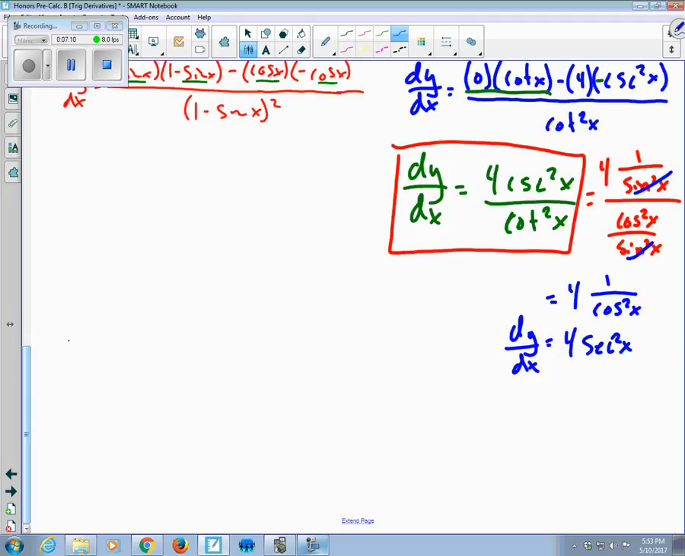And one thing I might point out is that this one right here and this one right here will give us the same numbers for the slope of our original function.